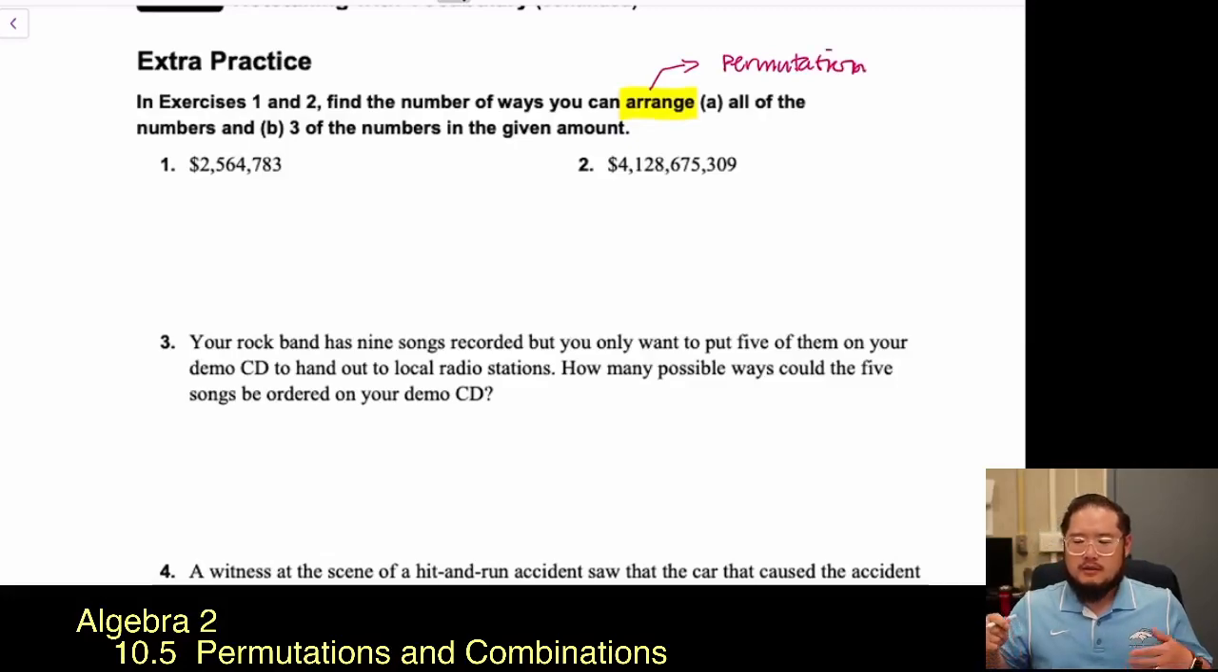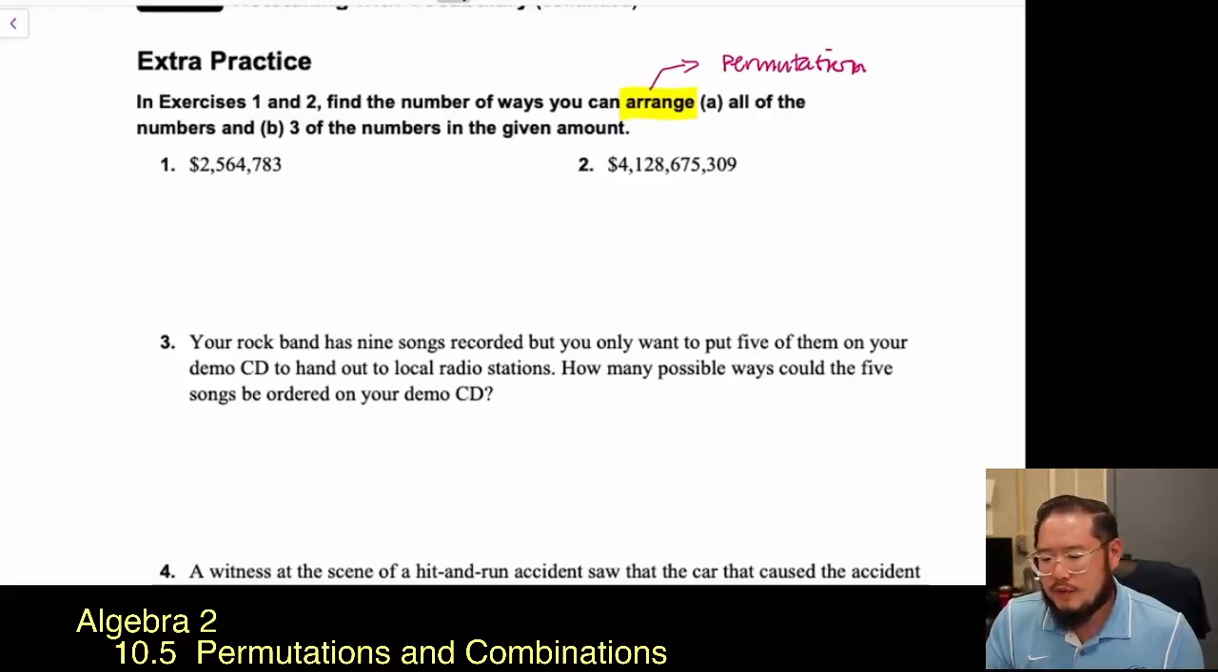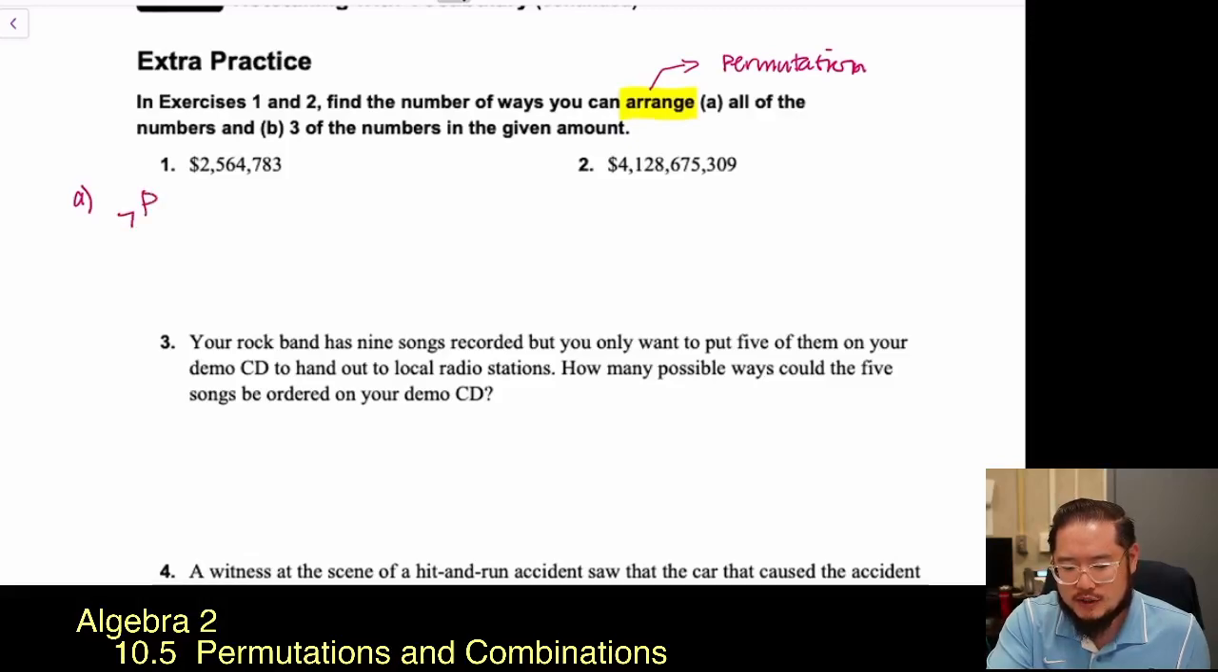Okay, so you got to think, what are we arranging? There's an order to some of this. So therefore, we have a permutation. And it says find the number of ways you could arrange all the numbers. Okay, so if you're going to arrange all the numbers right here, I got to think, well, what is n and what is r? How many numbers are there? There's a total of 7. So I'm going to go ahead and put 7. We're dealing with a permutation, and if we're going to arrange all the numbers, that means we're going to arrange a total of 7 numbers. So that's what we have right here, 7P7.